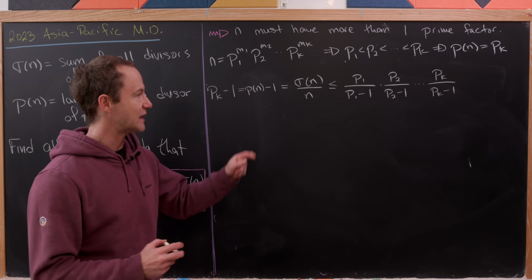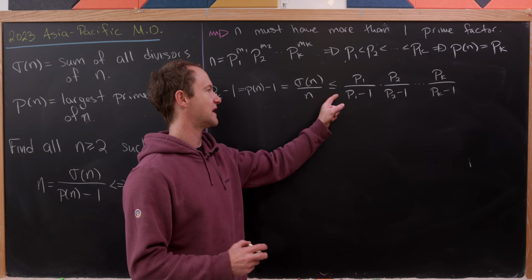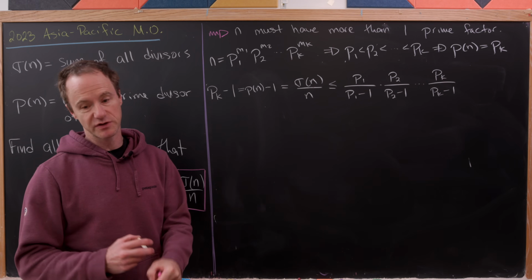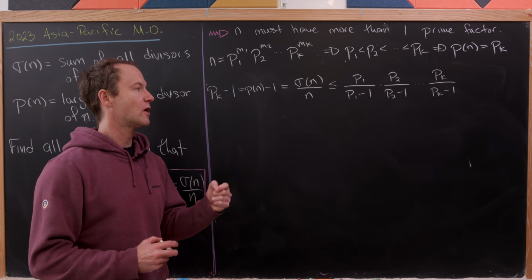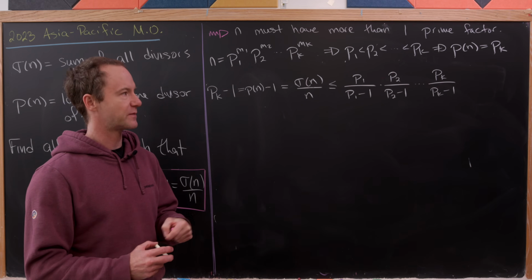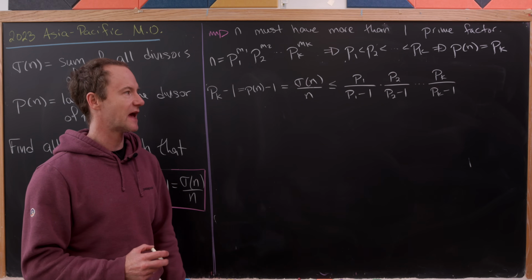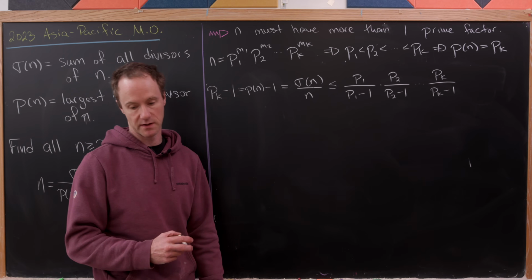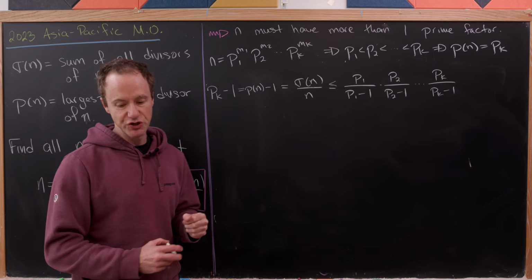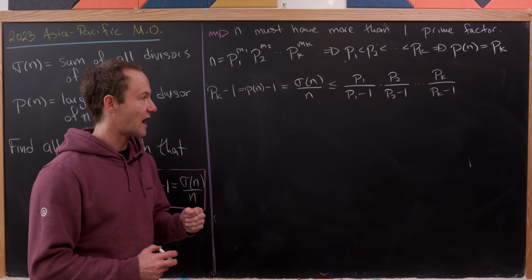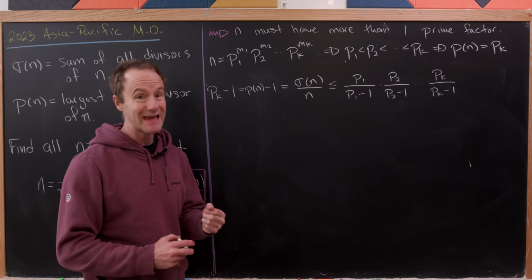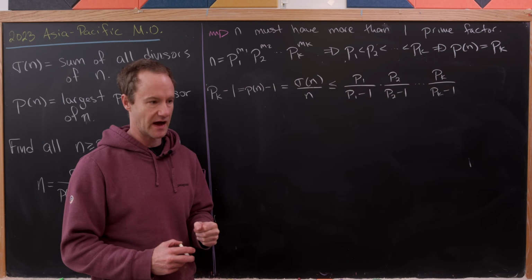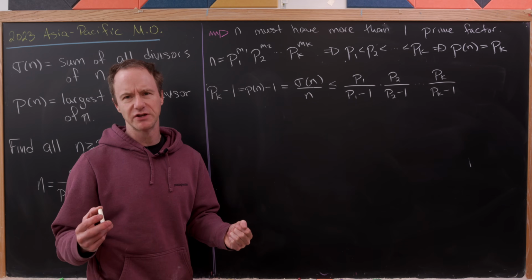And we just built an inequality showing that this sigma of n over n is less than or equal to this product, P1 over P1 minus 1 times P2 over P2 minus 1 all the way up to PK over PK minus 1. Now, I'd like to do a step which is only possible if PK is bigger than or equal to 5. Now you might say, well, why should we do that step?